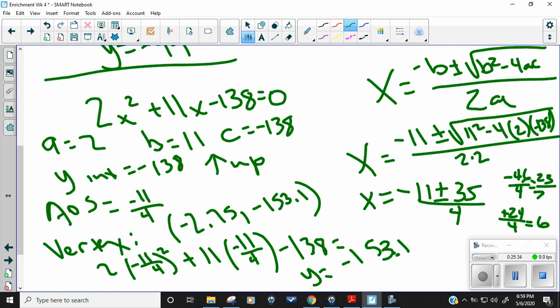When I'm doing this in class, I tell people to leave stuff as fractions. It's easier to work with and for me to grade, except when you're plugging into a calculator like this.